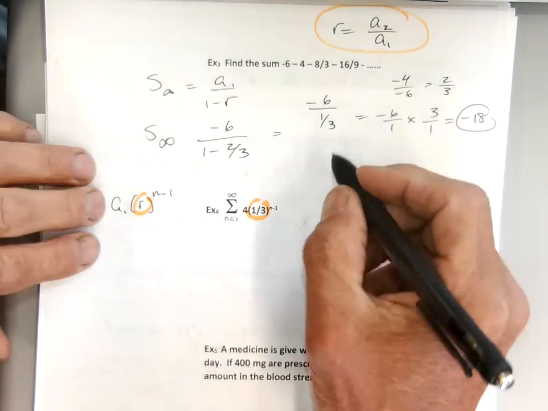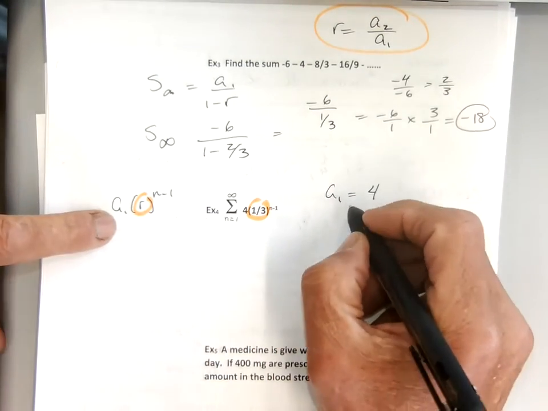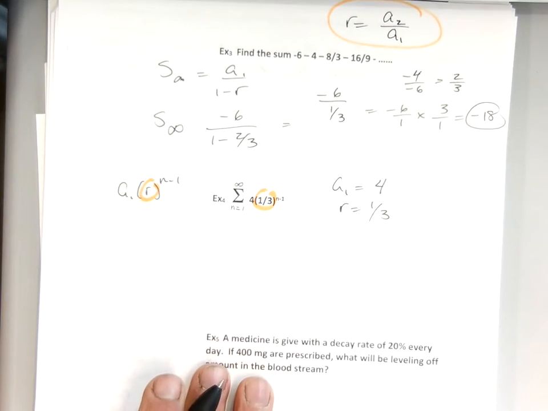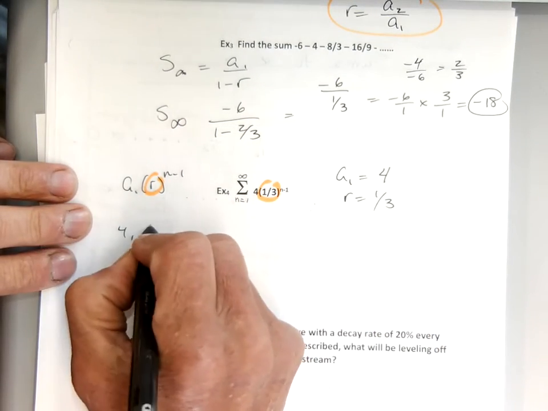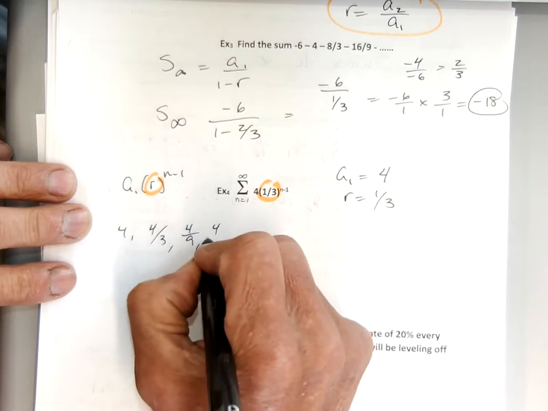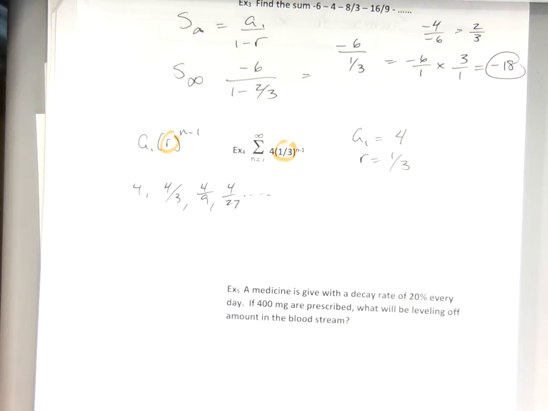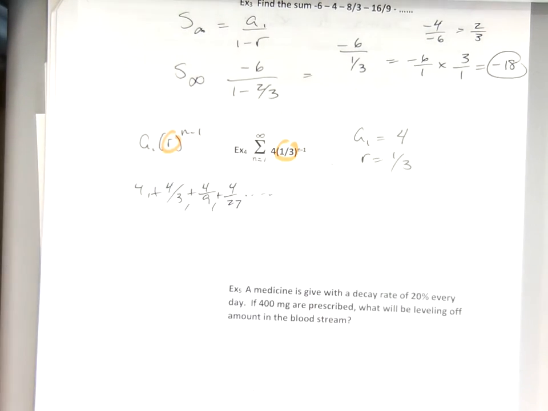So here's what I know. I know A1 is 4. I know R is 1/3. And if I were to make a few terms, you'd see that it is getting smaller and smaller. In fact, if I make the first term, it goes 4, then 4/3, then 4/9, then it's going to go 4/27. Trust me, okay? It's just getting smaller and smaller, right? And then if I were to add them, it should have some sum.